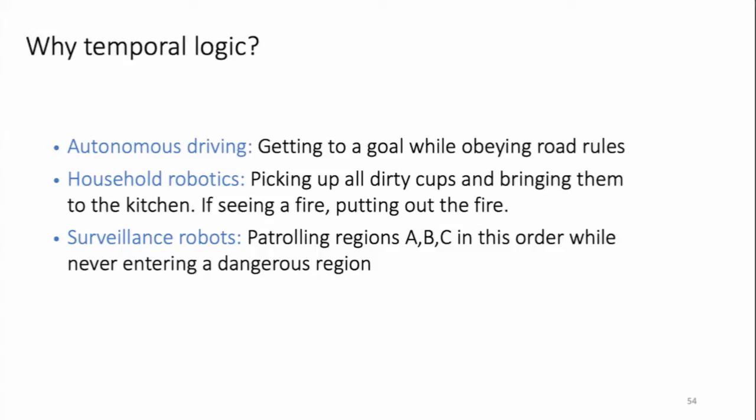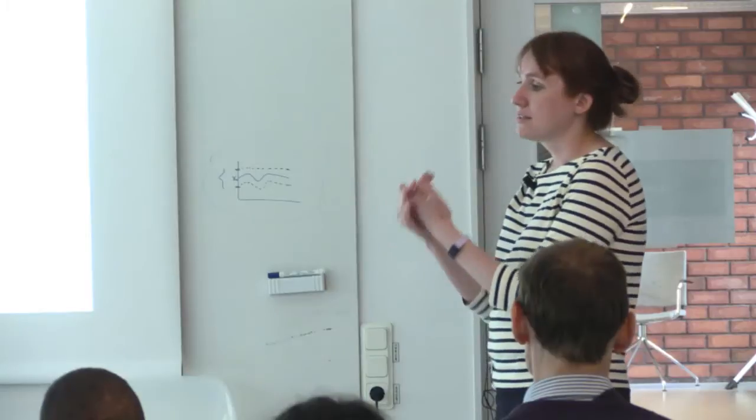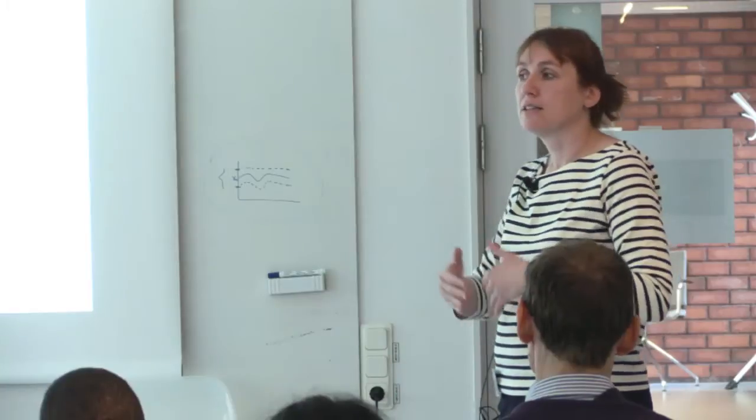With the reward design, as we did with the elevators, just imagine that you are trying to capture something like this. Surveillance robots: you want to patrol regions A, B, C in this order, while never entering a dangerous region. That's yet another thing that can be quite conveniently expressed through temporal logic. So anything that contains temporal evolution of some sort of events, that talks about the future, that talks about eventualities, things that need to keep holding. Request-response properties are conveniently captured in temporal logic.